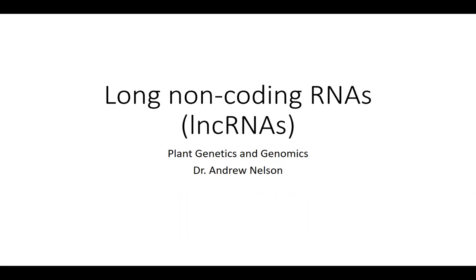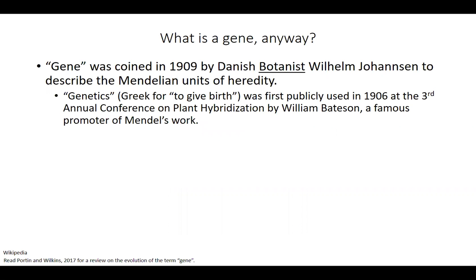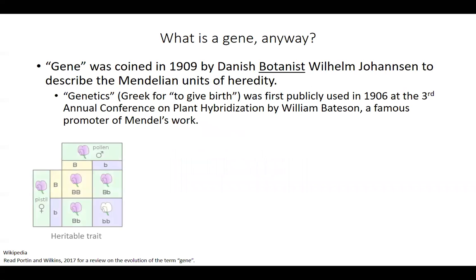So let's think about some of the things that make an RNA an RNA. We'll start at the beginning. The word gene, as we use it to describe a unit of DNA, was coined in the early 1900s. We can think about genes as a unit of heredity. So we're thinking Mendelian genetics, which we've just come out of that chapter. So this is pretty relevant.